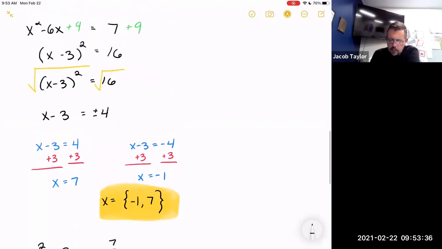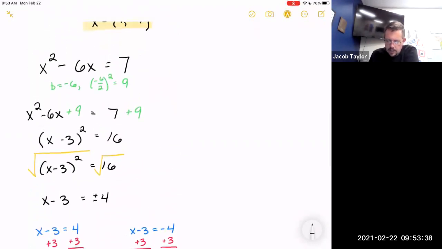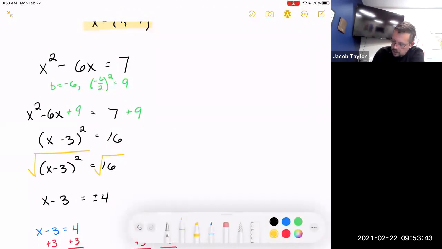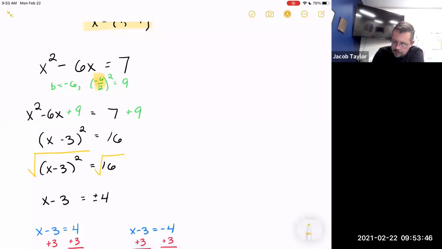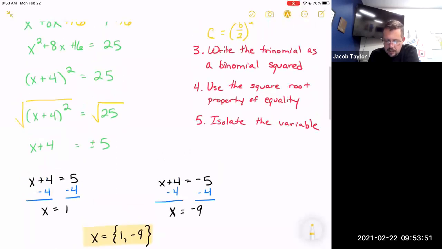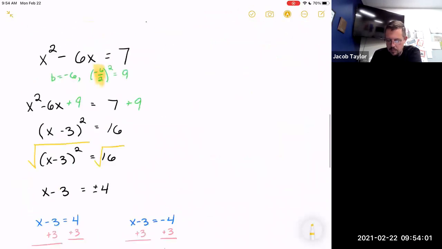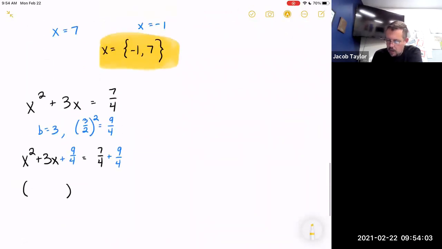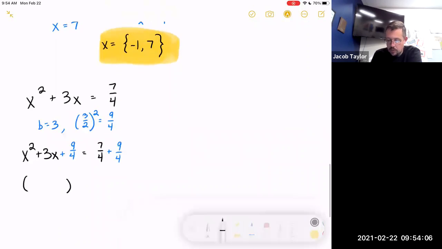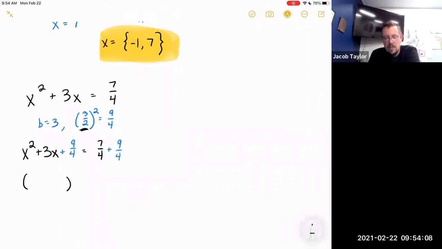Let's go back up and look at these previous ones. This one, the thing that went in parentheses was -3, which is what -6 divided by 2 was, -3. This one, the thing that was in parentheses was 4, which is what 8 divided by 2 was, 4. So when you do b divided by 2, that's telling you the thing that goes in parentheses. So down here, b divided by 2 was 3/2, right there, 3/2. So it's going to be x plus 3/2.